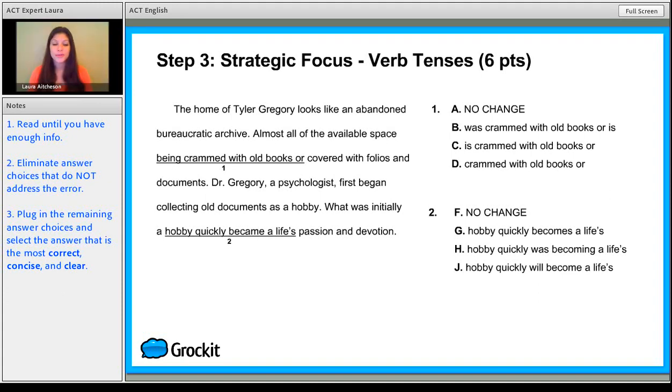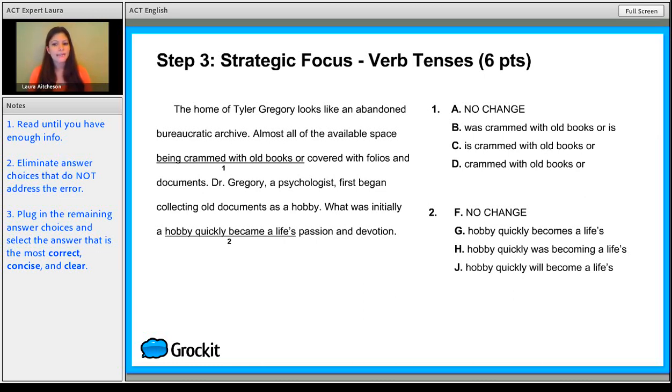Now that you've read through the first and second sentences, the second sentence is, "almost all of the available space being crammed with old books or covered with folios." If that sounded wrong, I am very glad to hear that. You're going to get rid of answer choice A. Now, the easiest thing to do is to go to the shortest answer choice and try that out. So, "almost all of the available space crammed with." That's not going to work. So, cross off answer choice D. Try answer choice C. "Almost all of the available space is crammed with old books or."